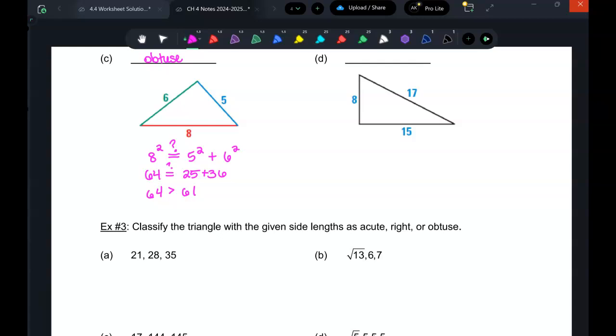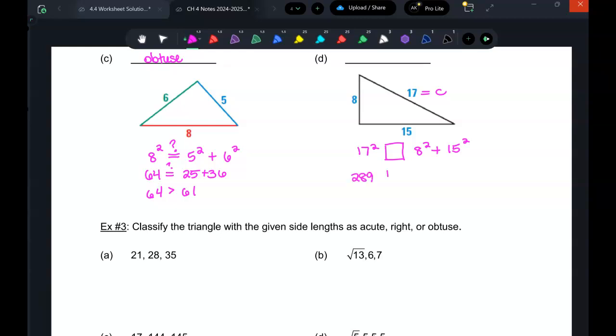Which one is c this time? 17. So I want to see how 17 squared compares. That's why I put this little box. What'd you get, Aiden? Right triangle, because we get 289 here.